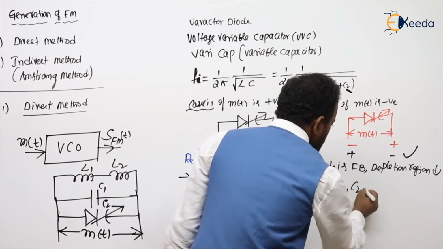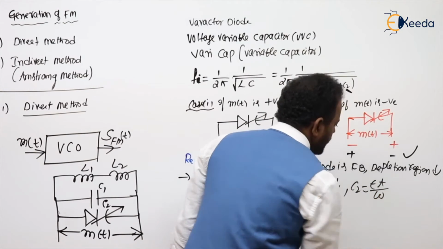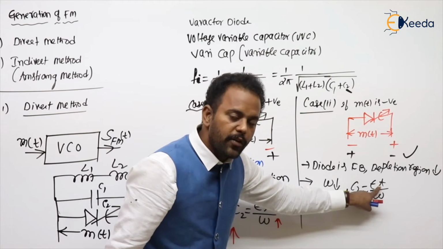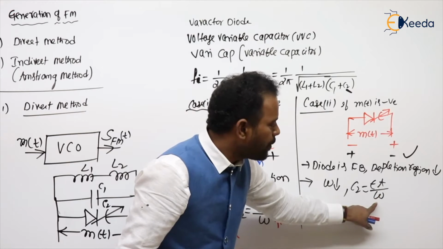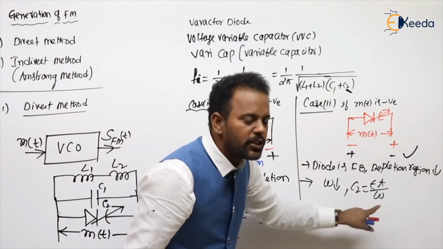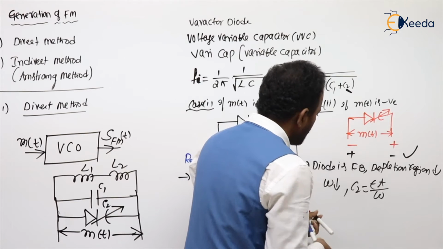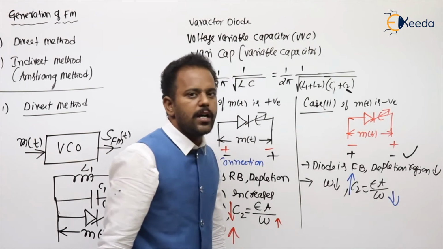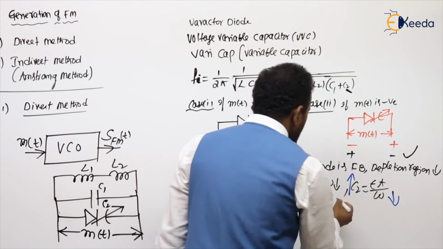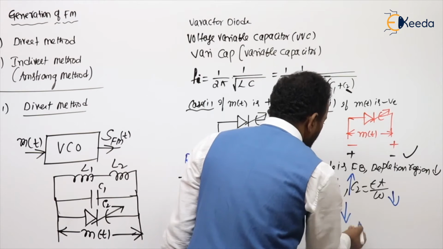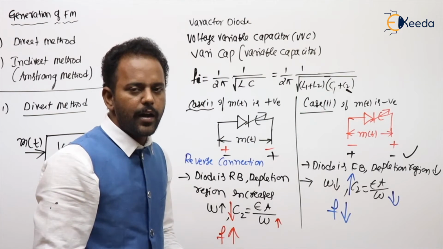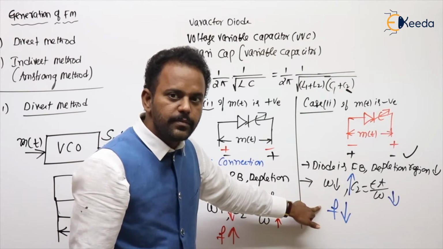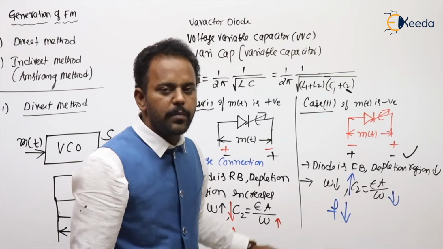W decreases, with C2 equal to epsilon A by W. Here epsilon means the permittivity of that material, A means the area of cross section of the depletion region, and W means the depletion region width. Here what is happening, sir? W is decreasing. If W is decreasing, what about C2? C2 will increase. If C2 is increasing, what about the frequency? The frequency will decrease. We already know whenever m(t) is negative, the frequency decreases. Have you got my point or not?